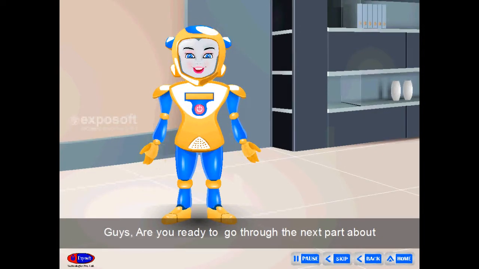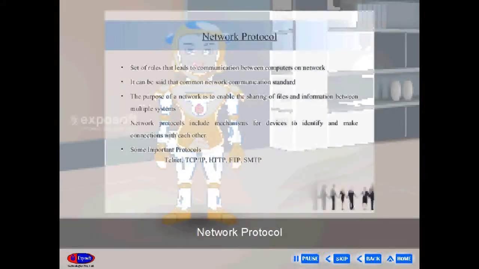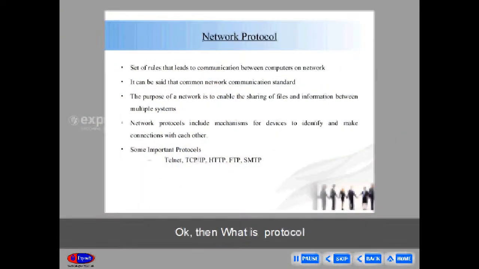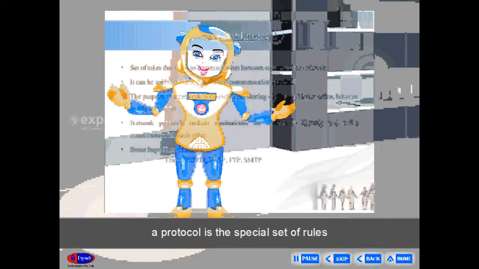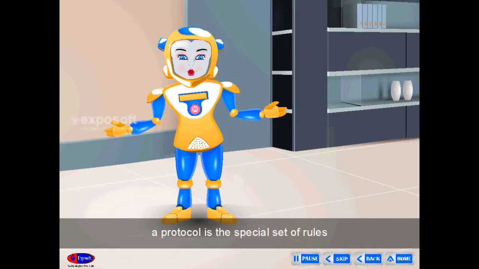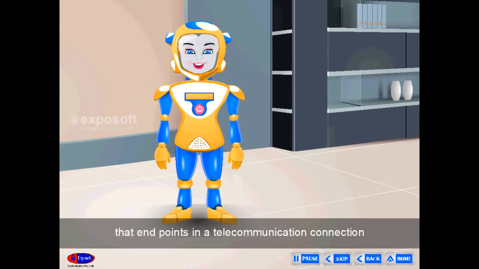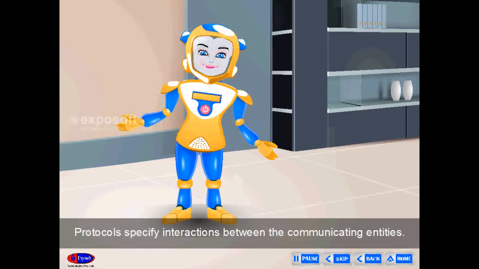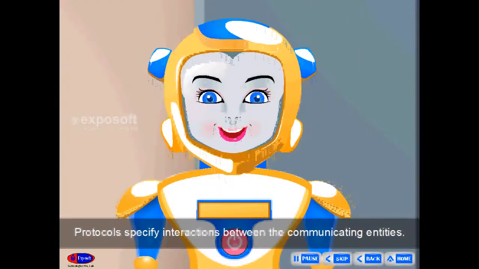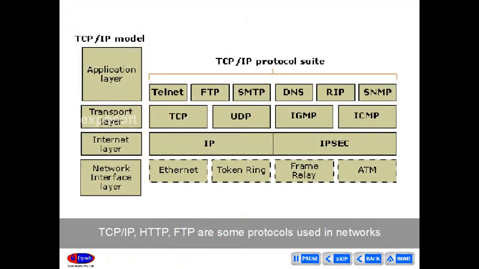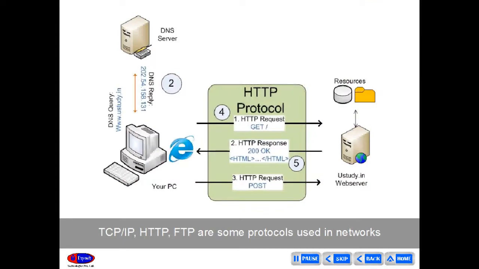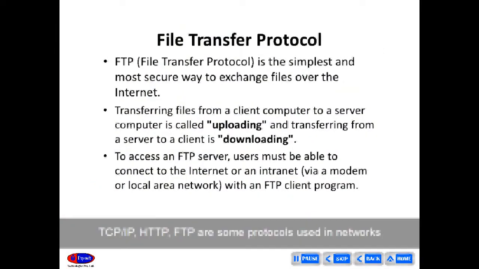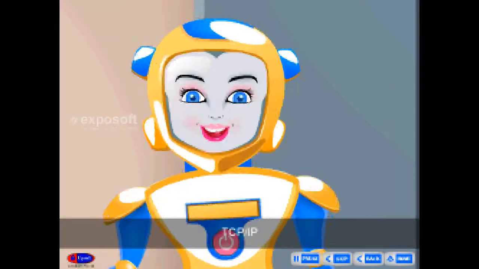Guys, are you ready to go through the next part about network protocol? Okay, then, what is protocol? In information technology, a protocol is the special set of rules that end points in a telecommunication connection used when they communicate. Protocols specify interactions between the communicating entities. TCP or IP, HTTP, FTP, are some protocols used in networks.